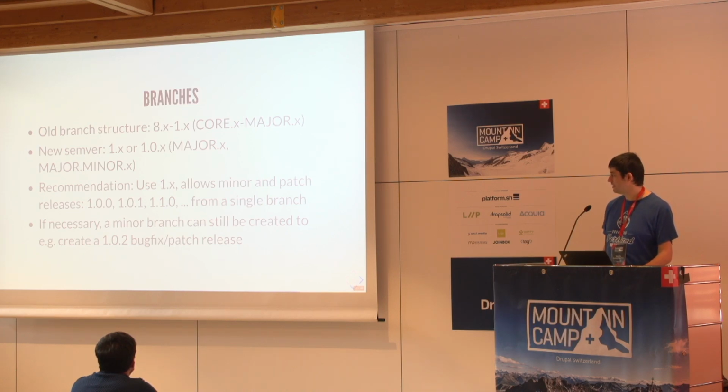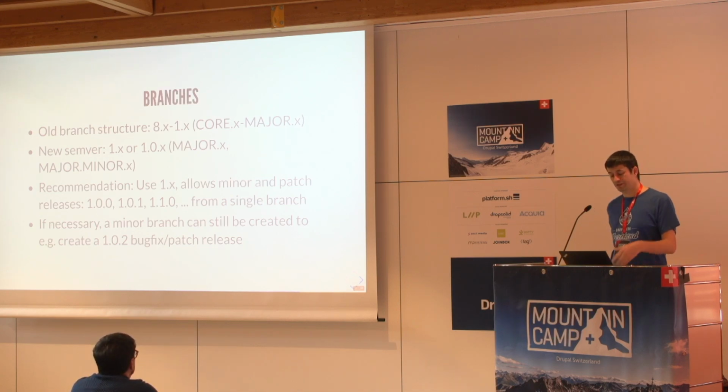My recommendation is to use 1.x because it allows you to create releases, to create tags for both patch and release versions. So using a 1.x branch, you can first release 1.0.0, then you can release a patch release with some bug fixes, 1.0.1, and then without any new branches, you can just release 1.1.0. For example, if you release a version that's now compatible with Drupal 11. And you don't need multiple branches for this.